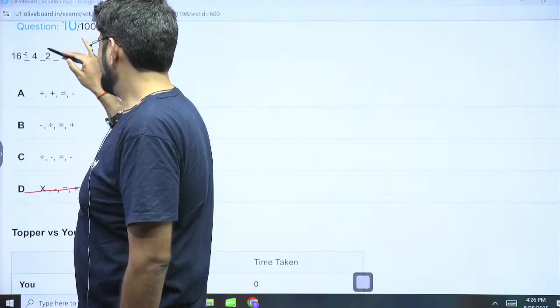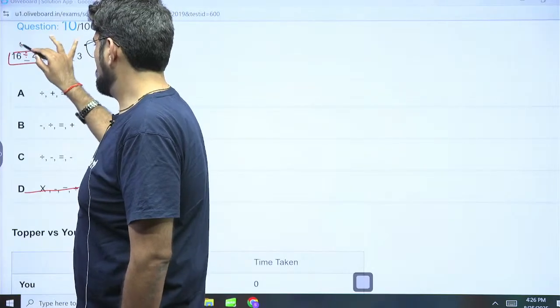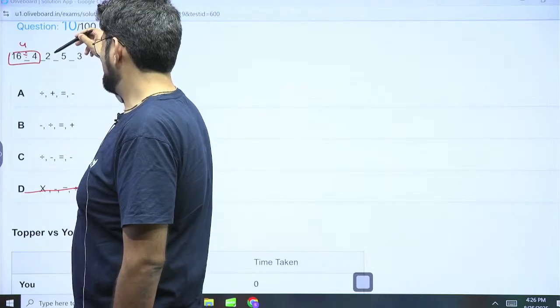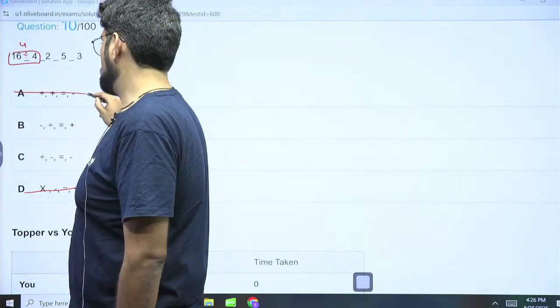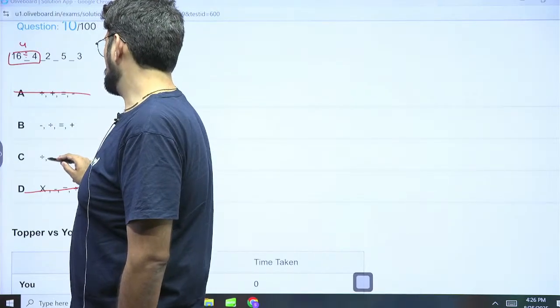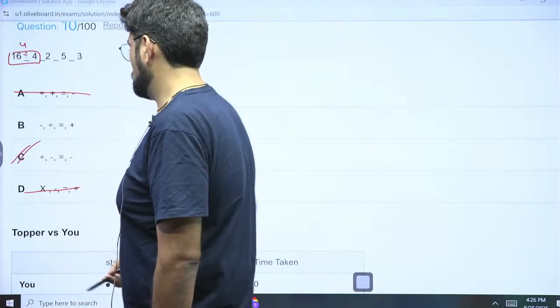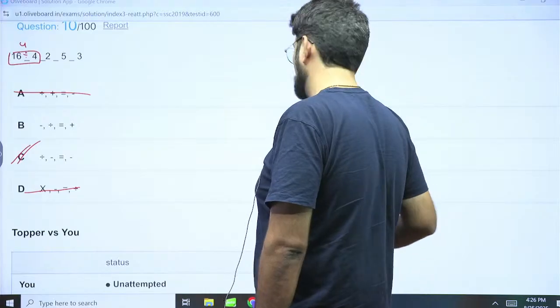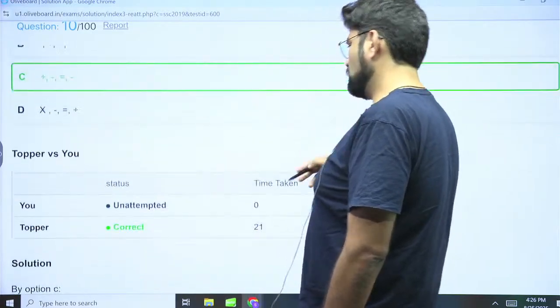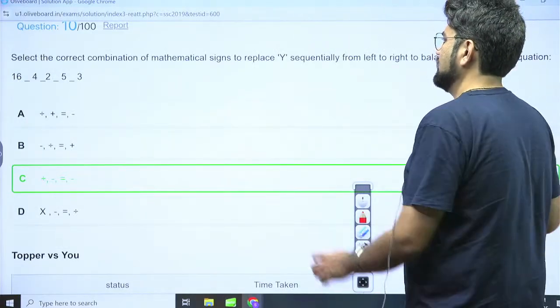So divide, 16 divided by 4 is 4. 4 plus 2 is 6, equal to 5 minus 3? No, that's not it. 4 minus 2 is 2, equal to 5 minus 3, 2. Absolutely, option C is the right answer. Immediately you got your answer. 21 seconds. Very nice. Excellent. Next question.